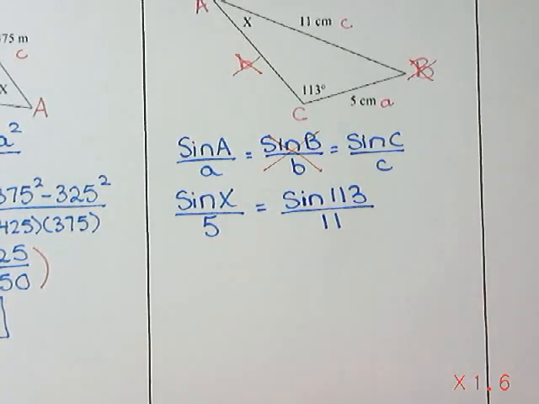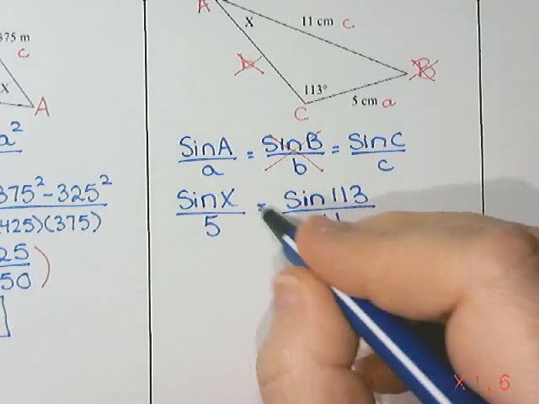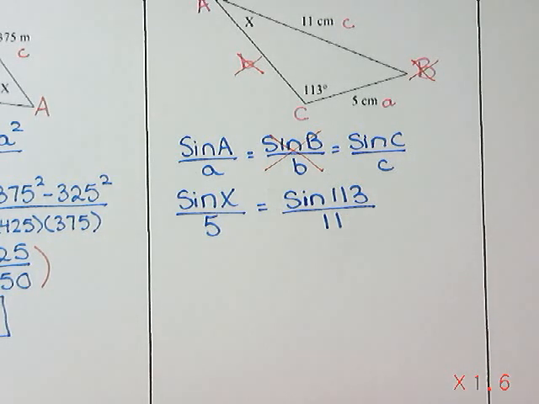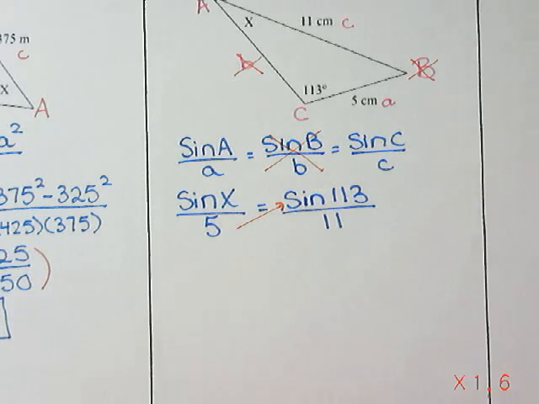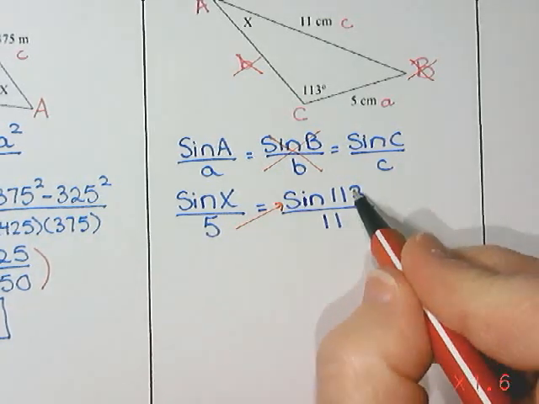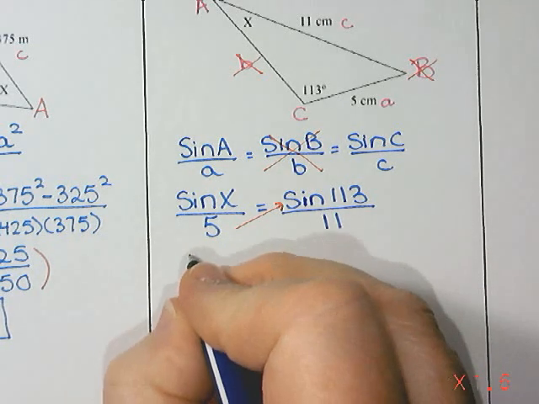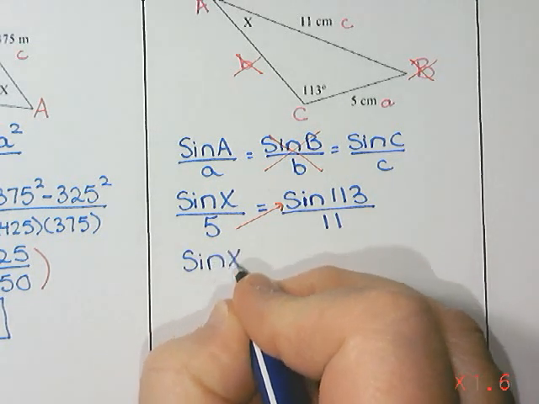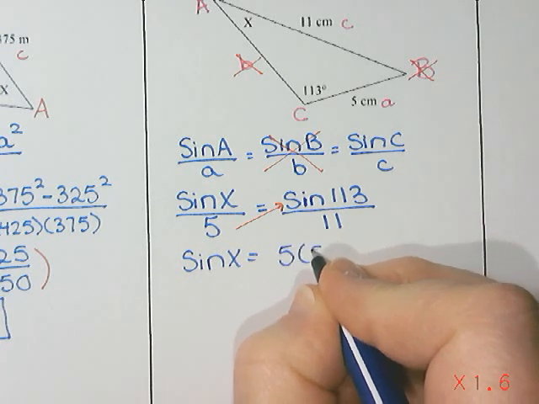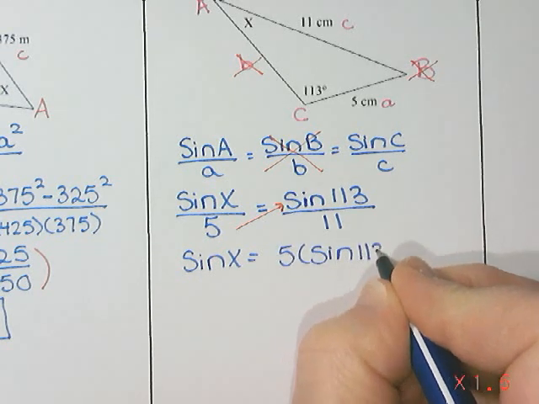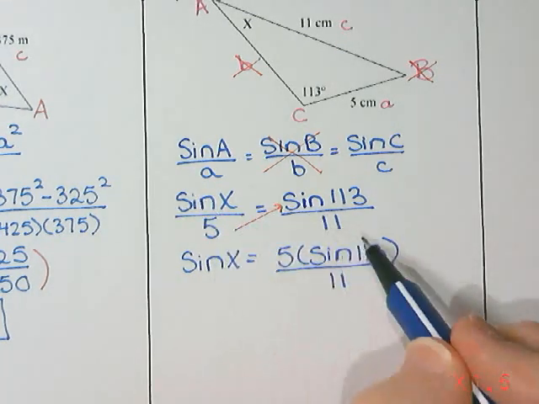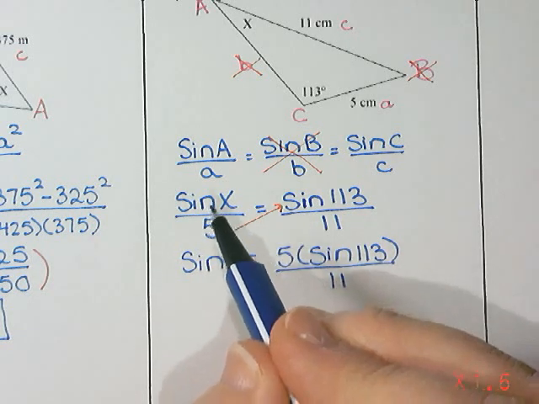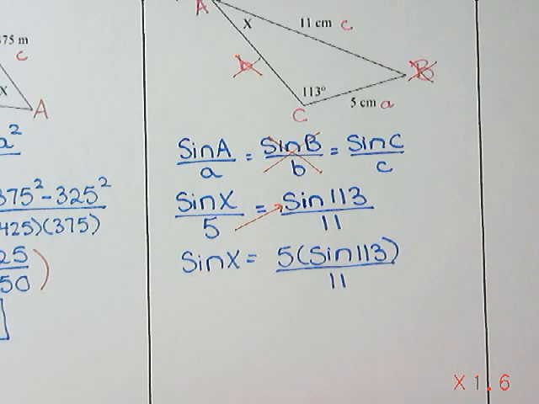Okay, from here, normally with fractions, I would cross multiply, and we can absolutely do that. But as a little bit of a shortcut, instead of fully cross multiplying, we can half cross multiply and take the 5 over to the other side. So I get sine x equals 5 times sine of 113 divided by 11. If I had fully cross multiplied and taken the 11 over to the other side, I would then just have to redivide it back over, so this saves a step.